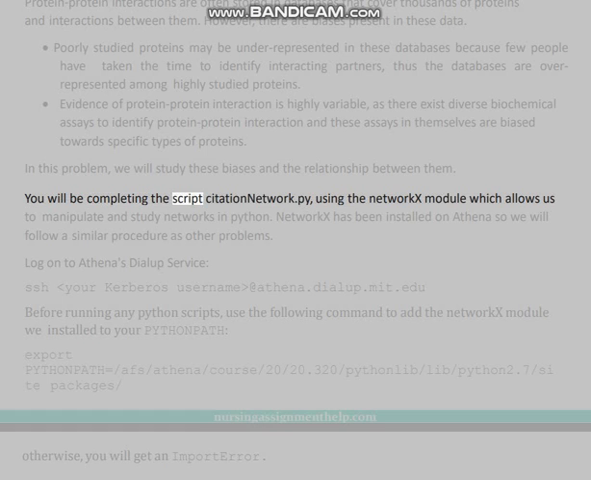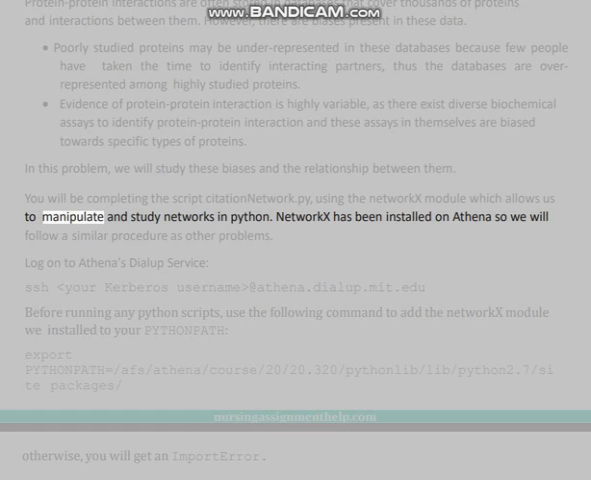You will be completing the script citationNetwork.py using the NetworkX module, which allows us to manipulate and study networks in Python. NetworkX has been installed on Athena, so we will follow a similar procedure as other problems. Log on to Athena's dial-up service. SSH your Kerberos username at athena.dialup.mit.edu.